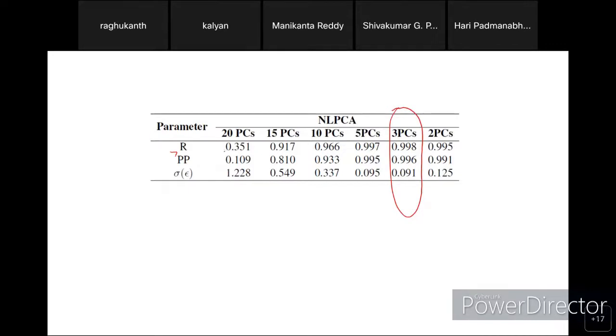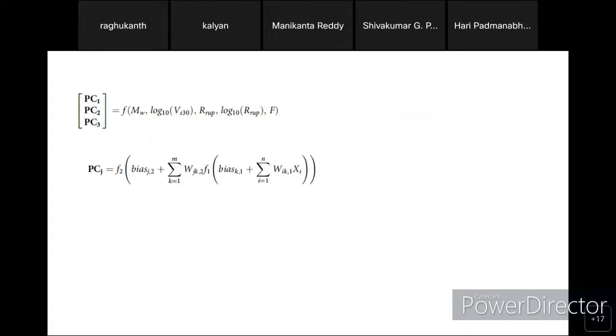You can see 20, it was 0.35. And 0.997, 0.998 actually. Now if you see the PP value, it is high. If you see sigma also, 3 PC is extremely high actually, okay? So this way you can tune your hyperparameters also.